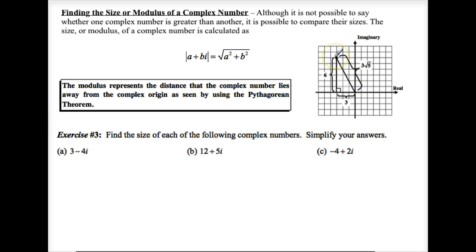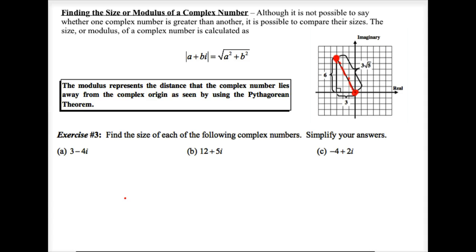So this is going to be my point right here, and I want to know the modulus. The modulus is this piece right here. This is my complex number, and I want to know how far this point is from my origin. I can make a right triangle and do this. So the shortcut is that I take the square root of the sum of the squares and work it out.